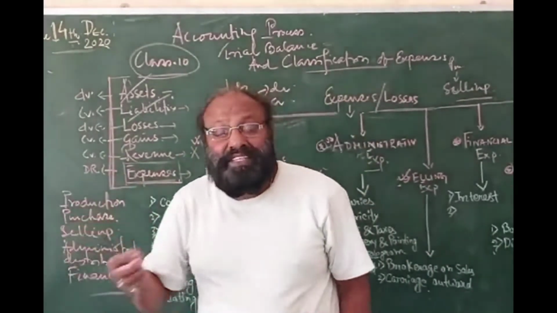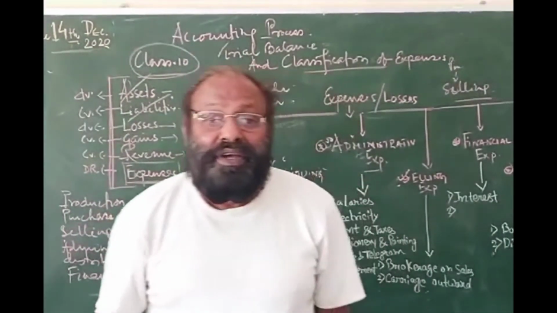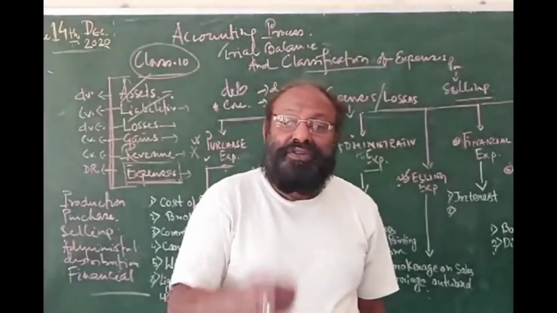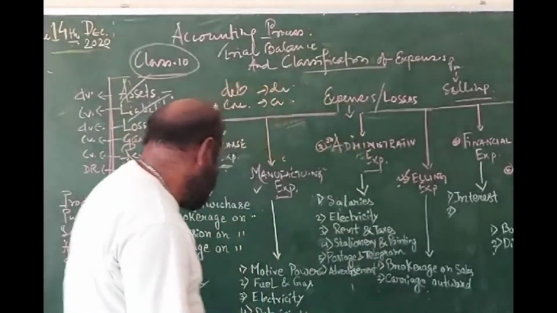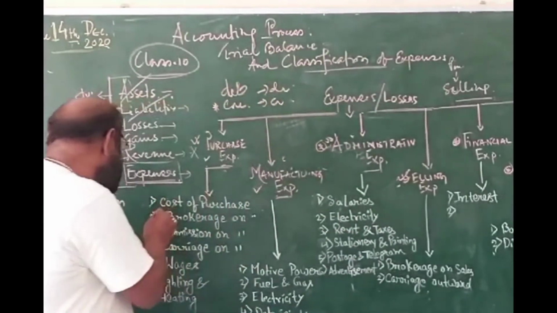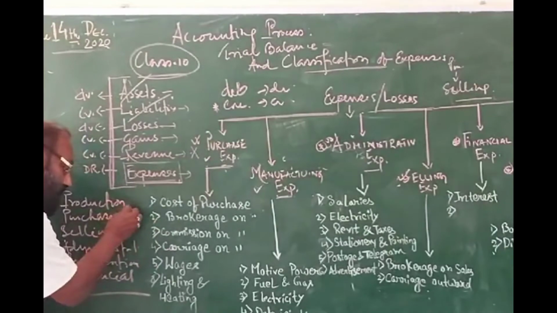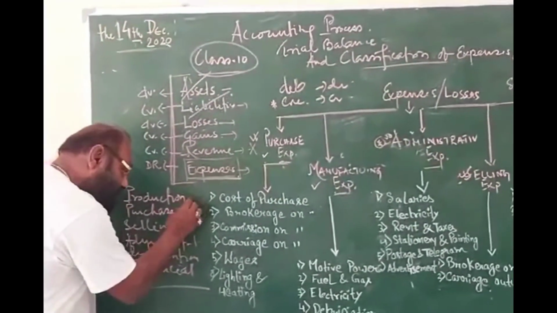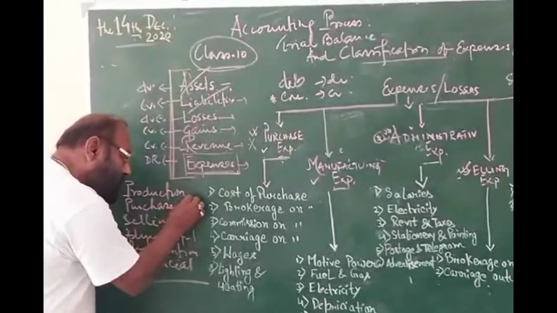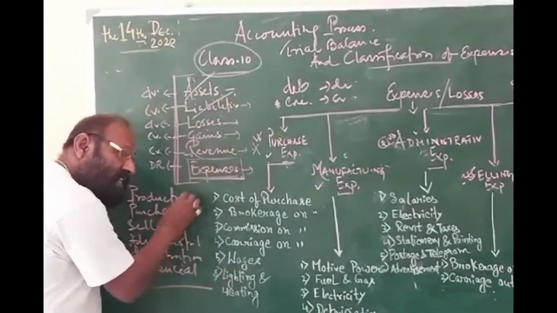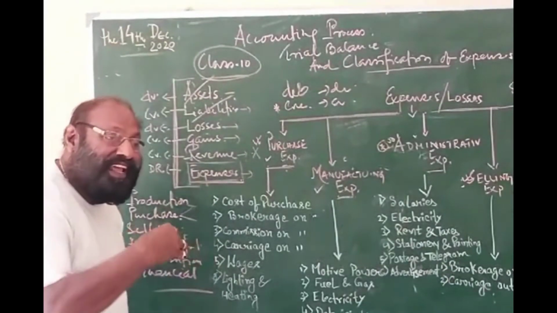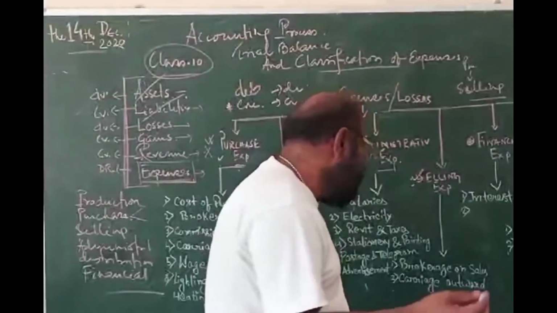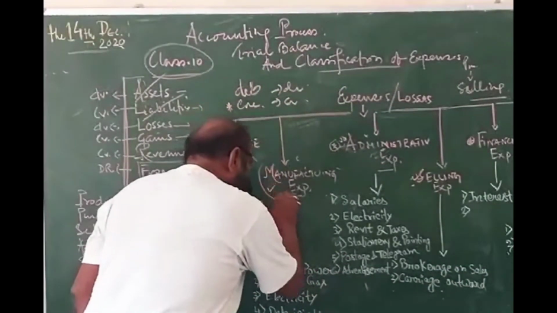So production expenses are only related to an industrial house, not to any trading house. The trading house is concerned with the purchase of goods and the selling of those goods. So they have no connection to production or manufacturing.